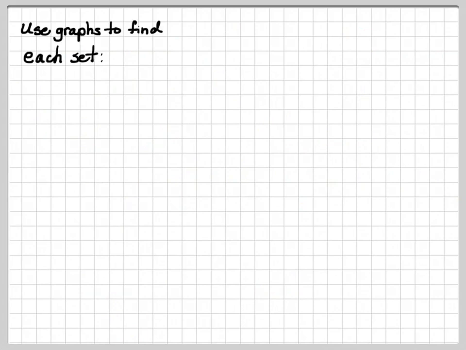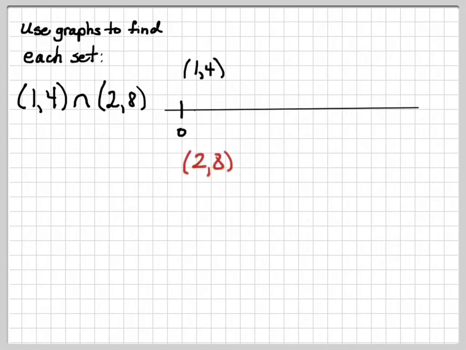So now that we're working with intervals and not just discrete numbers, let's use graphs to find each set. If I want to find the intersection of the open interval (1, 4) and the open interval (2, 8), what I can do is graph them both. I'm going to graph (1, 4) above the line and (2, 8) below the line. So there would be (1, 4), and there is (2, 8). Now what I want to do is find the things that are common to both. So I'm going to draw some little dotted lines where those two intervals cross each other. And that's going to be the open interval (2, 4).